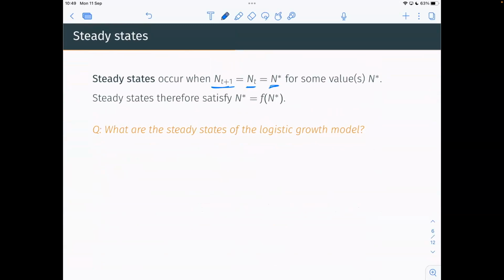So in other words, if we think about our net growth rate, not our net per capita growth rate, but the net growth rate little f, we're basically just saying we want to solve this equation here. N star is equal to f of n star.